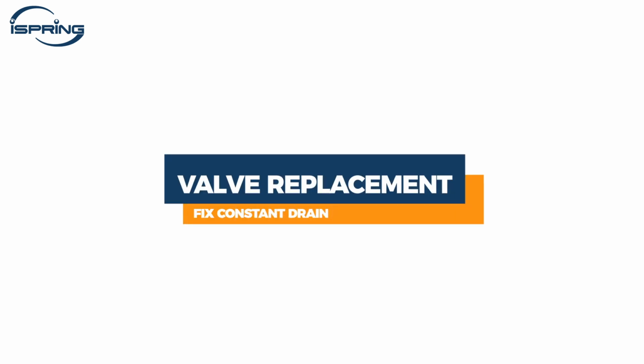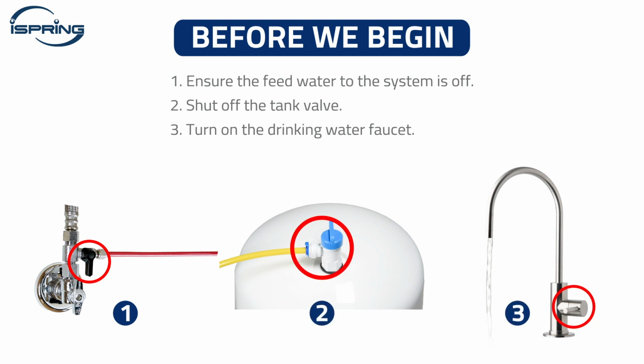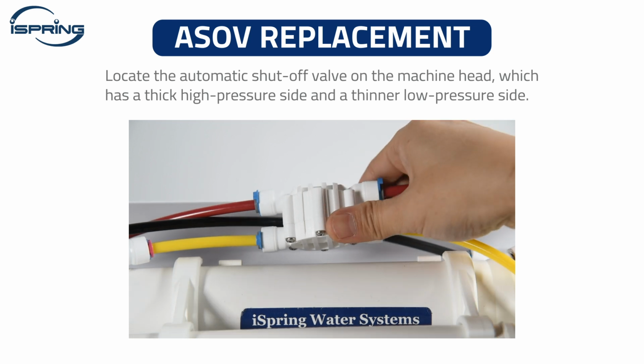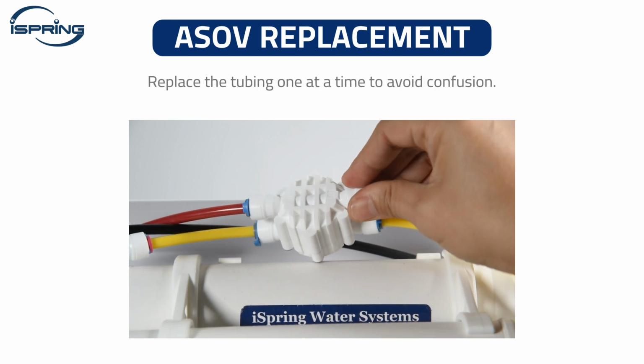Valve replacement. Ensure the feed water to the system is off. Shut off the tank valve. Turn on the drinking water faucet to release pressure and water inside the system. Locate the automatic shutoff valve on the machine head, which has a thick high-pressure side and a thinner low-pressure side. Identify the inlet and outlet marks before installing the new valve. Replace the tubing one at a time to avoid confusion.